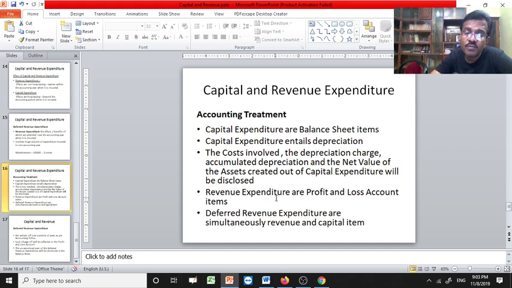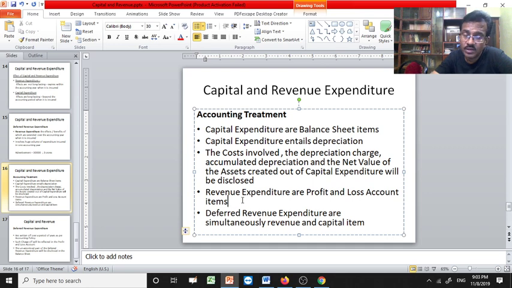Revenue expenditure are profit and loss account items. So you have to include it in your profit and loss account to determine your profit or loss. To determine your profit or loss, you need to know your expenditure. Simple. And then deferred revenue expenditure are simultaneously revenue and capital items.